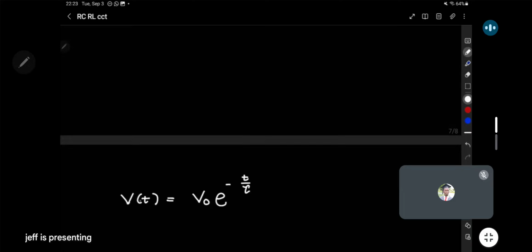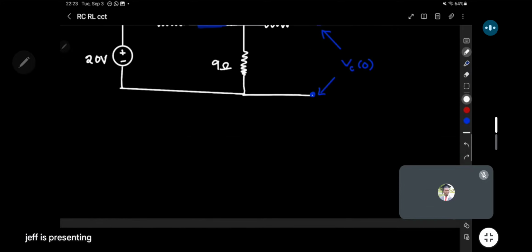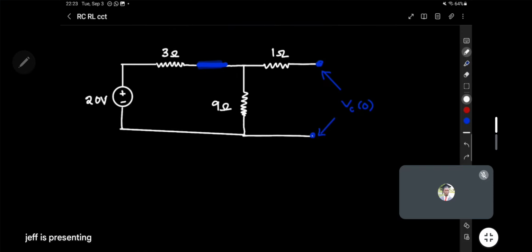So to find the voltage response, we just need to know what the initial voltage was in the capacitor, and we also need to know what the time constant is. So in this case, we are first trying to find the initial voltage in the capacitor, which is the voltage the capacitor had when it was fully charged. So this is what we're trying to find here. This will be our V0.